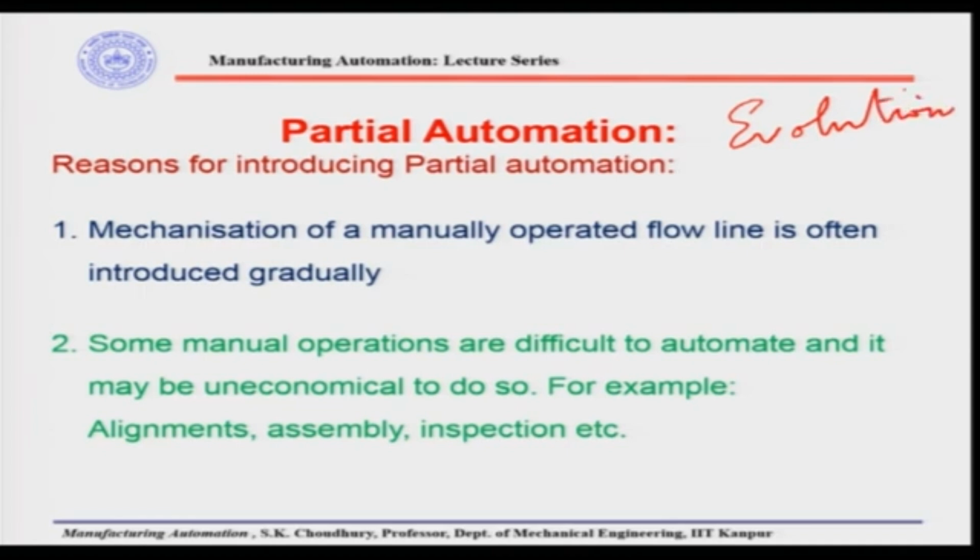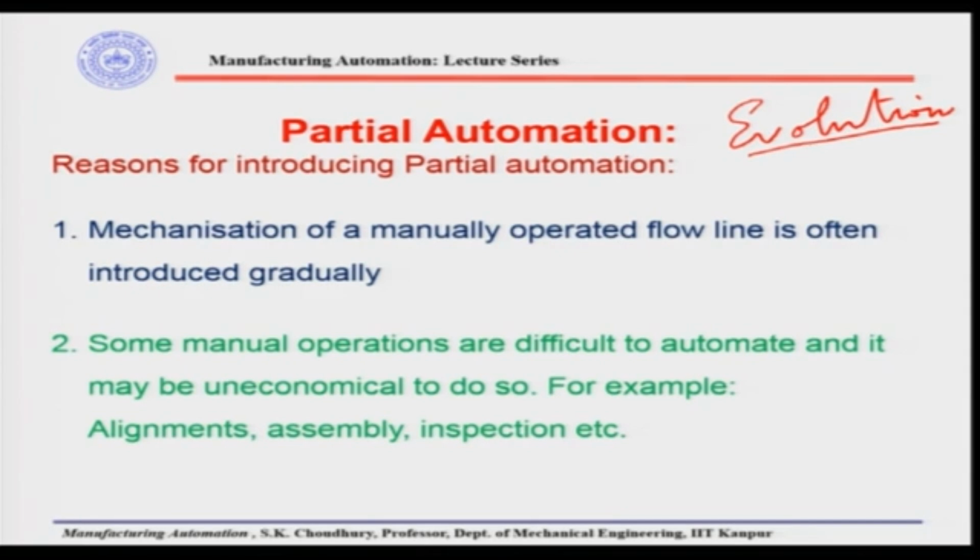See, there are two words, one is revolution and another is evolution. This is an evolution because it does not happen overnight, and we are not throwing out all the positive aspects of the mass production. Therefore, initially we cannot install the automation overall, but it will be partial automation. That means there will be some manual operations in the process.